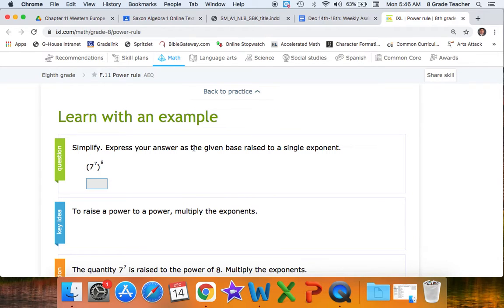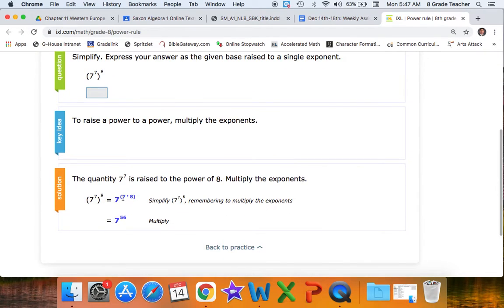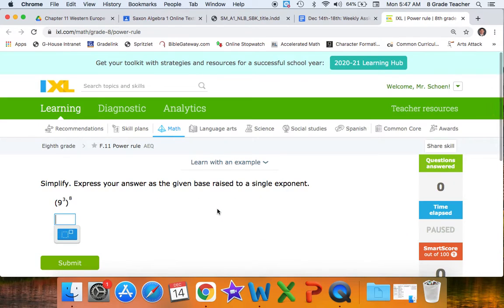So here's an example. You've got 7 to the 7th power raised to the 8th power. You're raising a power to a power, which means you're going to use your power of a power rule and multiply those exponents, which is 7 to the 56th power. Now remember, if it's not asking you to answer or solve, you don't actually have to do that multiplication or type that into your calculator. You're just multiplying the exponents. So it just says simplify.